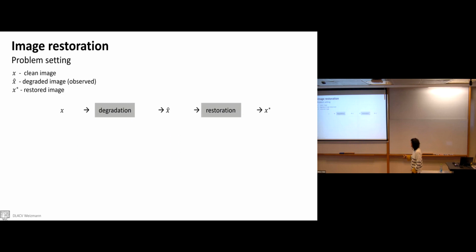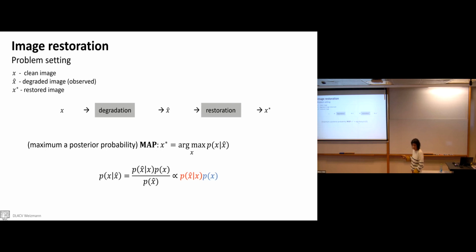So how are we going to restore the clean image? We can use the idea of maximum a posteriori probability. Is anybody here familiar with this idea? Okay, good. So the idea is the following. Conditioned on the observed degraded signal, I would like to predict X, which is the clean image, such that I maximize this probability.